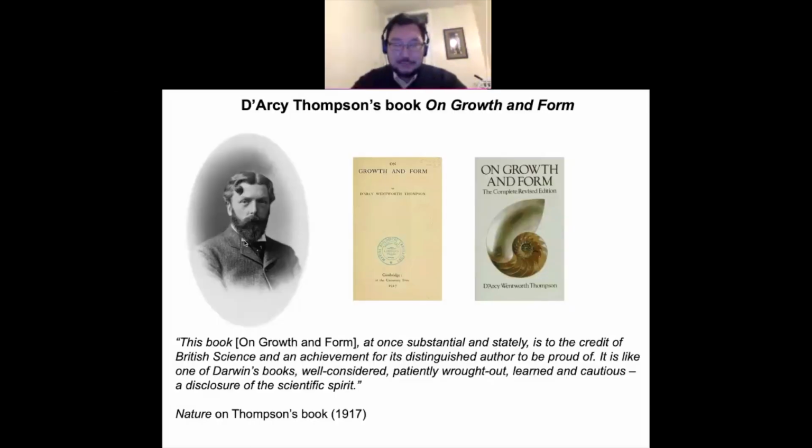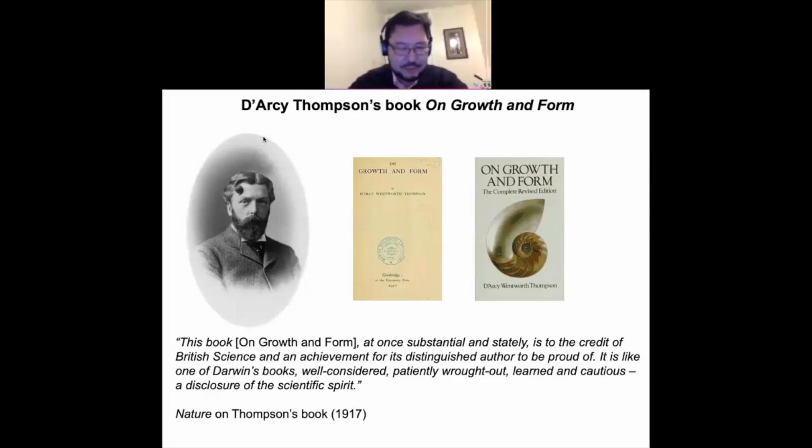Now, I want to switch gears a bit and talk about attempts to model biological diversity and biological shapes, which have quite a bit of history. Over 100 years ago, D'Arcy Thompson, a famous Scottish mathematician and biologist, introduced some really interesting methods in his book called On Growth and Form. In the middle here, you can see the original edition of this book. On the right, you can see one of the later editions, and it was a very well-received book.